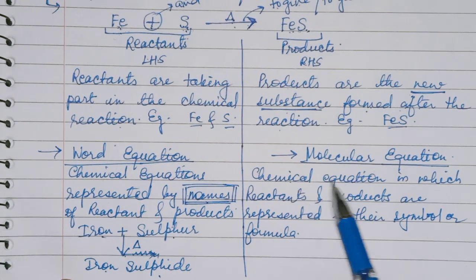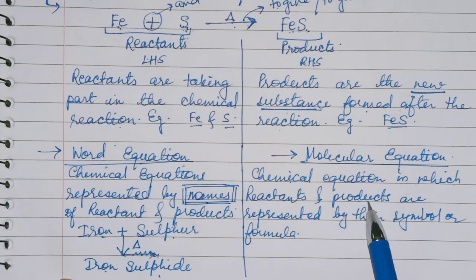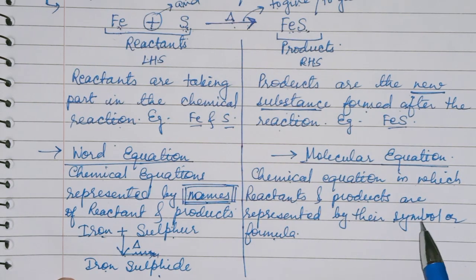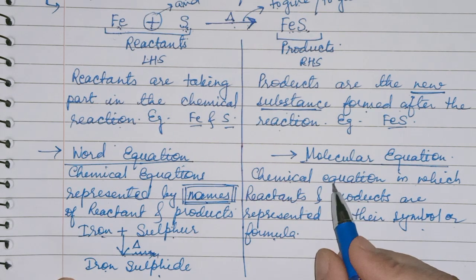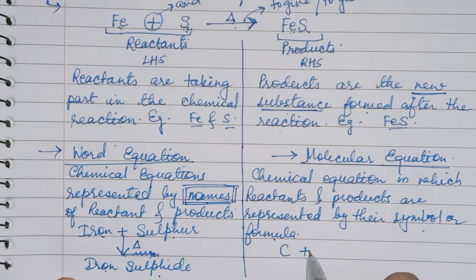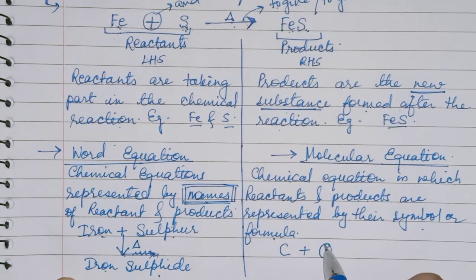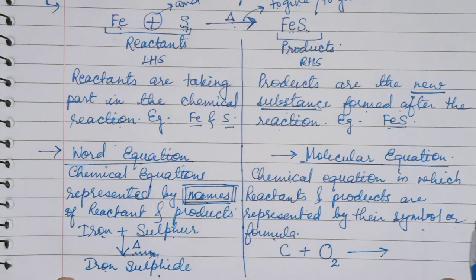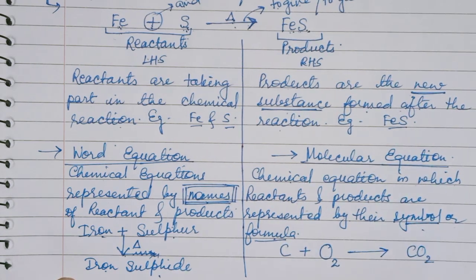A chemical equation in which reactants and products are represented by their symbols or formulas. Here we can take that burning of carbon will give carbon dioxide. So the symbol for carbon is C, and burning takes place in the presence of oxygen, O2, gives, means arrow, carbon dioxide, CO2. So you are using chemical formulas and symbols.